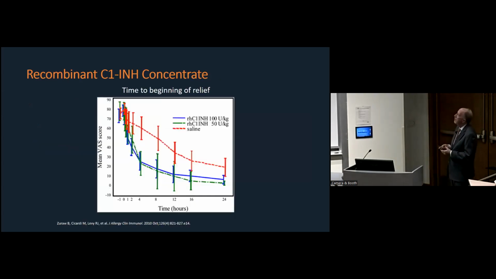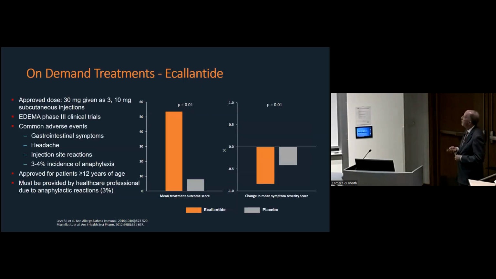This is the recombinant C1 inhibitor made by rabbits in the Netherlands in Leiden. You can see the two doses in blue and green compared to the red saline placebo, again, the decrease in the visual analog scale, which is skin pain, skin swelling, and abdominal pain, drops off very quickly once the patient is treated. So not a plasma-derived product, infinitely available because of the method of production.